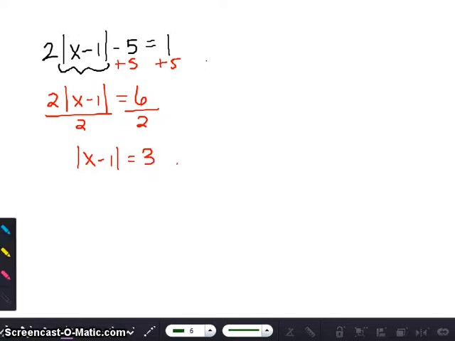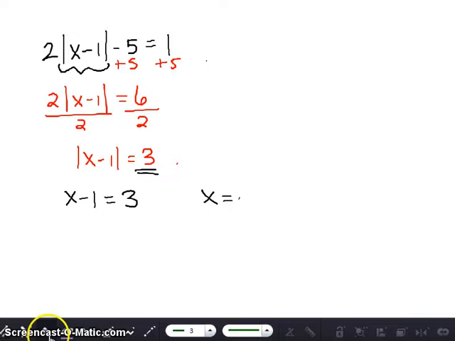So what this means, again, is there is some value that we're going to call x minus 1, and we know it is 3 spots away from 0 on the number line. So we know that this x minus 1 is either going to be 3, or this x minus 1 is going to be equal to -3.